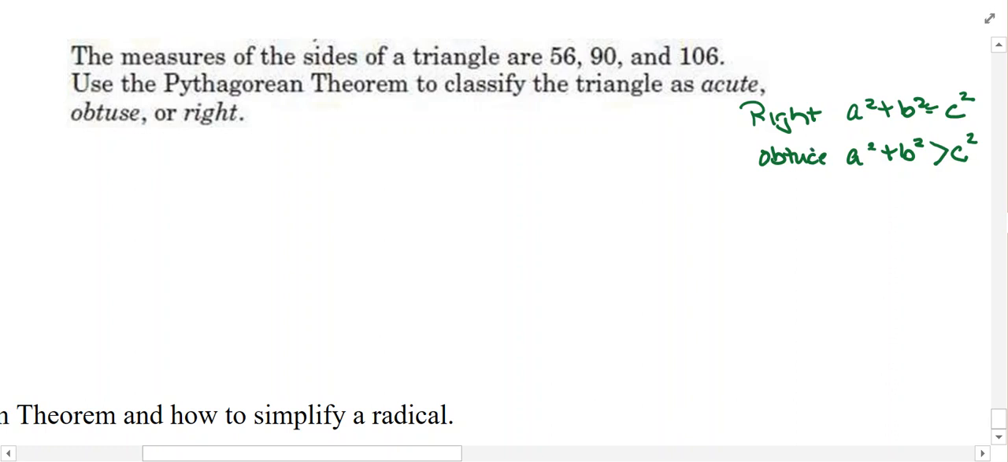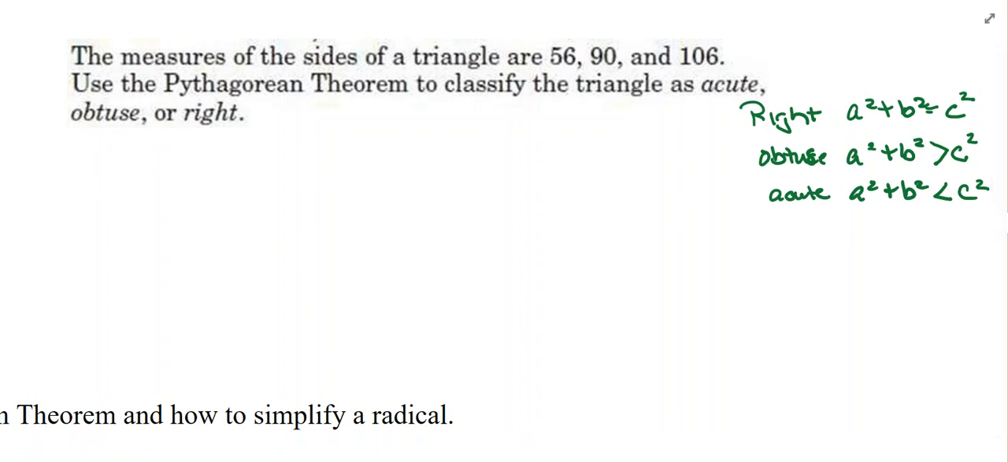I spelled that totally wrong because that's an S. If a squared plus b squared is less than c squared, then we have acute. Excuse me, I got that backwards. If a squared plus b squared is greater than c squared, then this is acute, and this is obtuse, and I apologize for that.